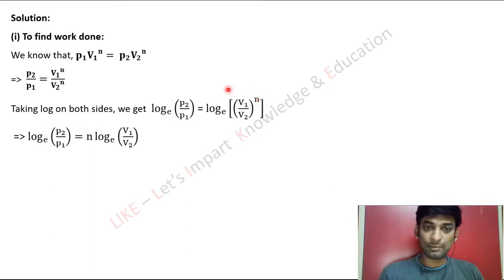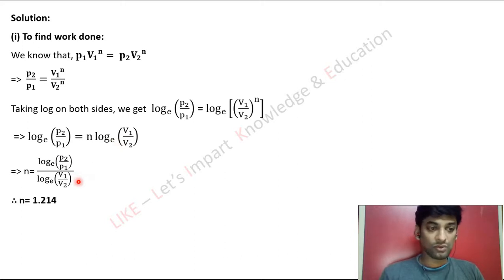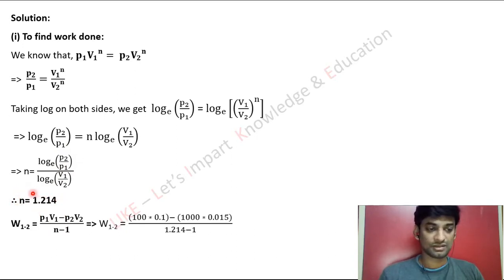This power n is brought here, that is n log v1 by v2. This n is taken on the left hand side, other terms are on the right hand side. So n becomes log p2 by p1 divided by log v1 by v2. Now, if you substitute p1, p2, v1, v2, all the data, you can easily determine the n value. Now n is determined.